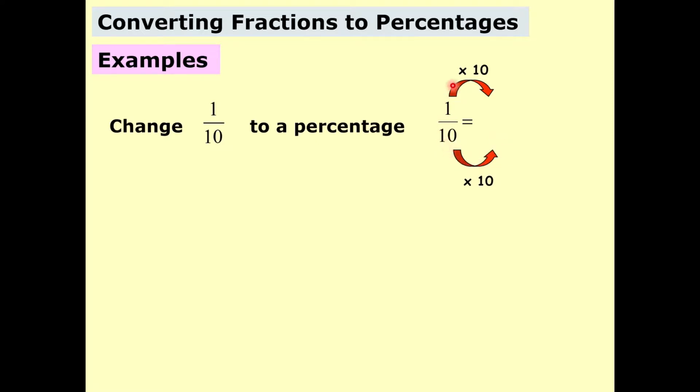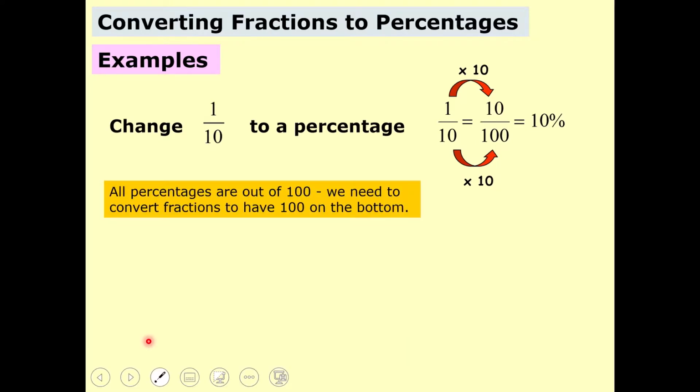Whatever you do to the bottom, you have to do to the top. So we've changed it. 10 times 10 gives you 100. So whatever we do to the bottom, we have to do at the top to give us 10 over 100. And there we can clearly see that our fraction is 10%. Because we've got a number over 100, we can use that to help us write our percentage.